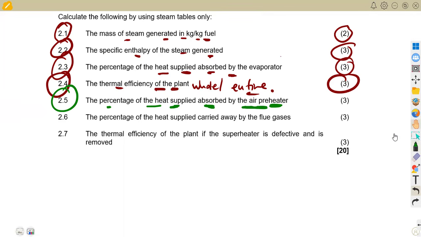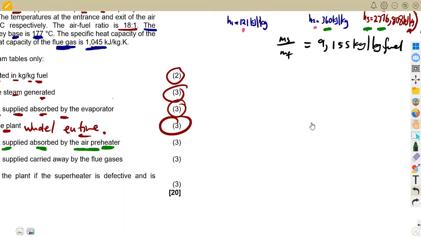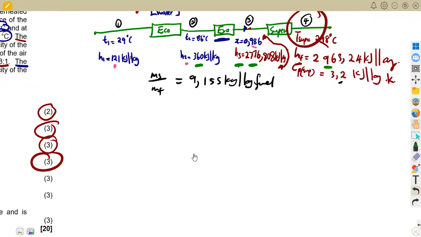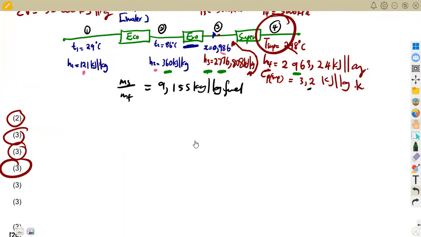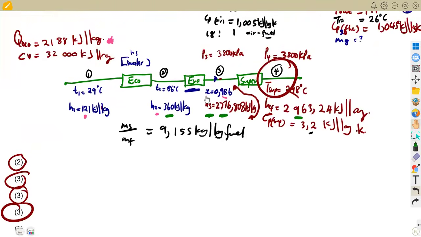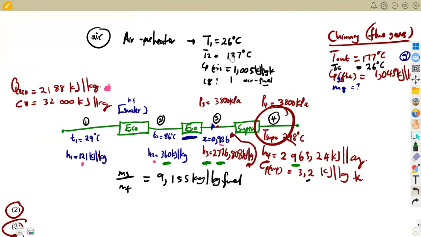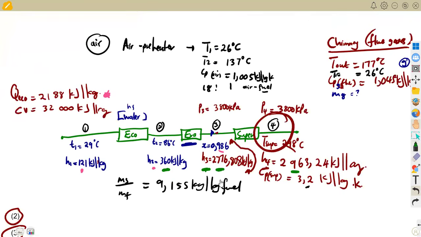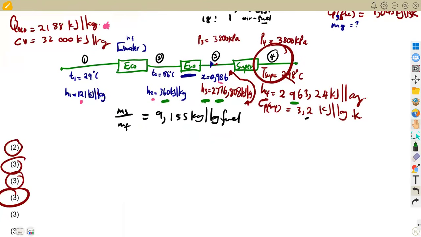All right. So how do we find this one now? This one is going to be a little bit different from the others, because remember the air preheater, we are talking about the air. This is the air that we have there. So the heat is supposed to be Q from the air.